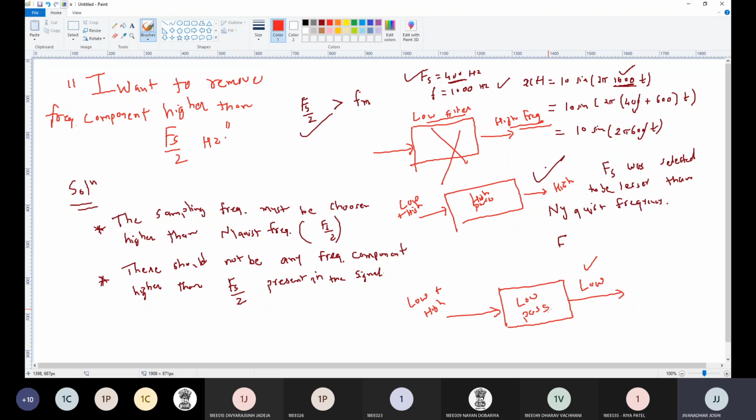So these are the statements you will require to explain why the type of the anti-aliasing filter should be a low pass filter. Why not a high pass filter? This may be the question in the examination. Please note it down somewhere in your notebook, right? Okay.